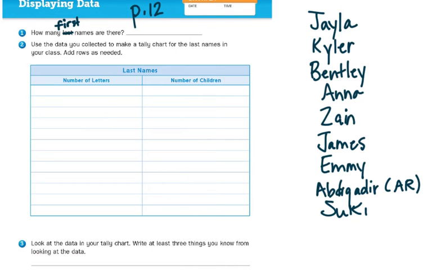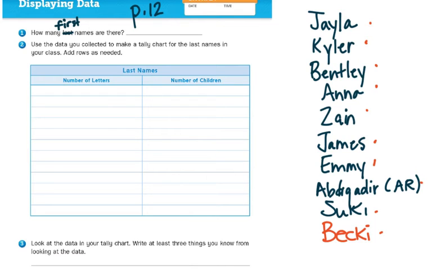So let's go ahead and count how many names we have. 1, 2, 3, 4, 5, 6, 7, 8, 9. Let's put Mrs. Haar's first name. My first name is Becky. So let's look at the name that has the least amount. Abdikadir, we're going to use your full name just for this activity.